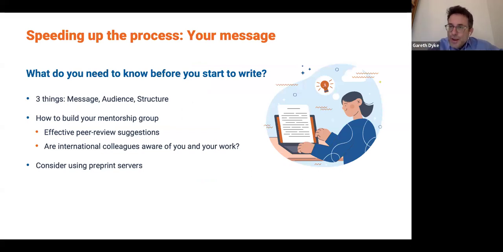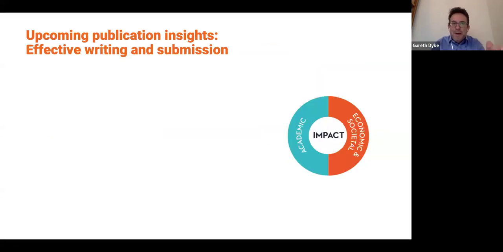We have 3 ideas in mind before we begin the writing process. We have a message. What is the key takeaway of our research article? We know our audience. That's our target journal. And that target journal gives us the structure of our writing. And we build out a structure. We build out that audience. That's the target journal. That gives us the shape of our research paper. And this helps us, of course, to build our impact.